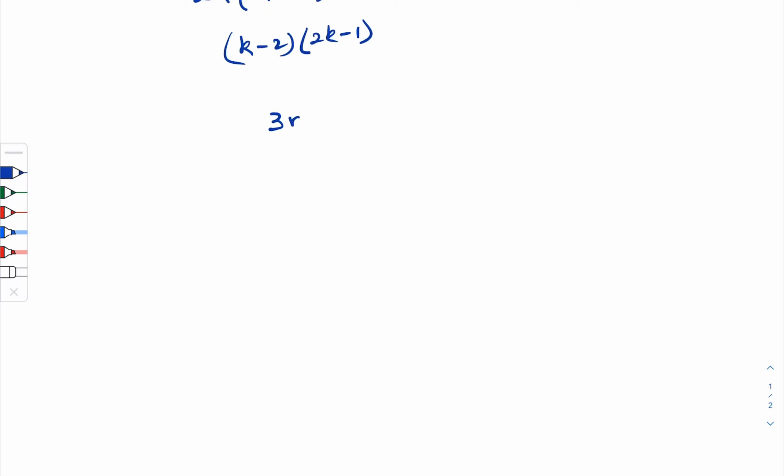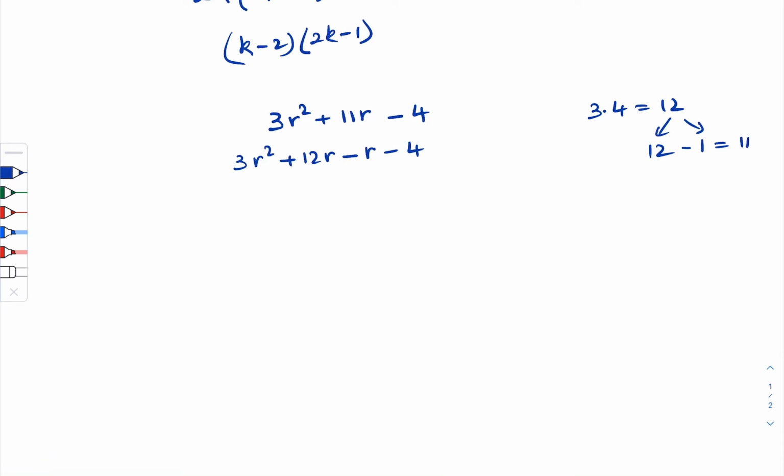Let's say you're given 3r squared plus 11r minus 4. Pause the video, try it, and then come back and watch the solution. So what we're going to do is multiply the 3 with the 4, which gives me 12, and the two factors are 12 and 1. If I take 12 and subtract 1 from it, I get 11, right? So that's what I'm going to do: 3r squared plus 12r minus r minus 4.